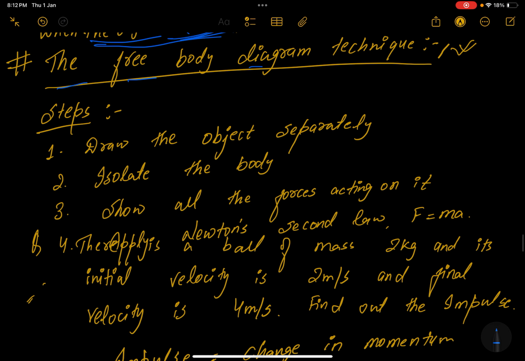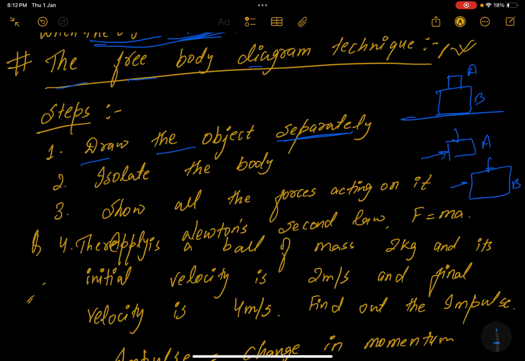There are steps to draw a free body diagram, and here I have written the steps. First is draw the object separately. Let's say there is one object here and one object on the top, this is A and this is B. Try to draw A separately and B separately, and then show what are the forces acting on it. You can see things clearly after drawing it.